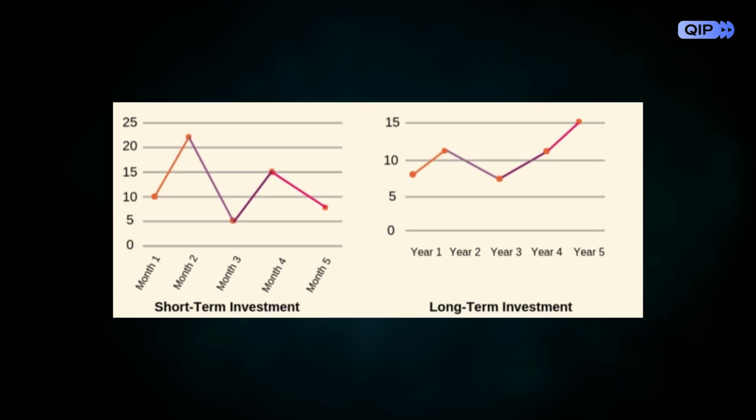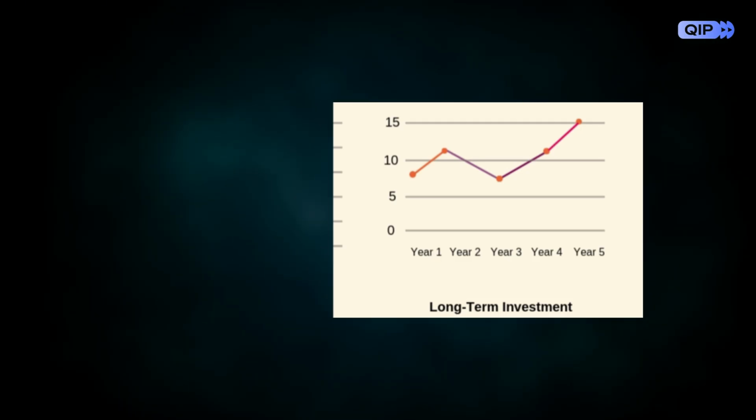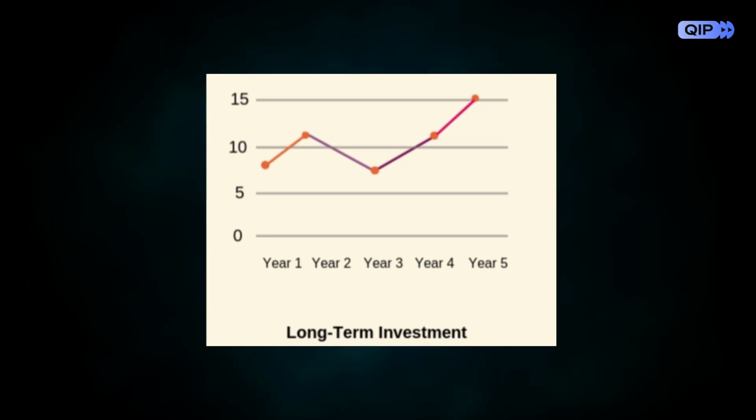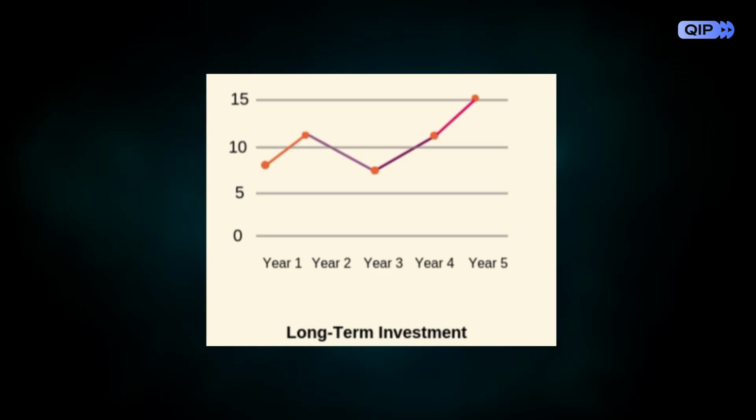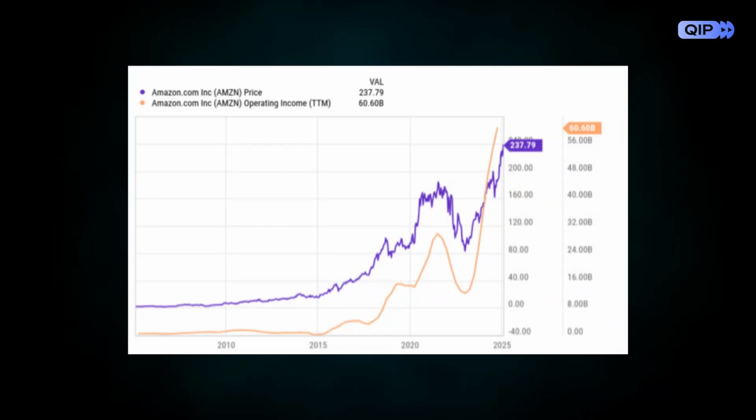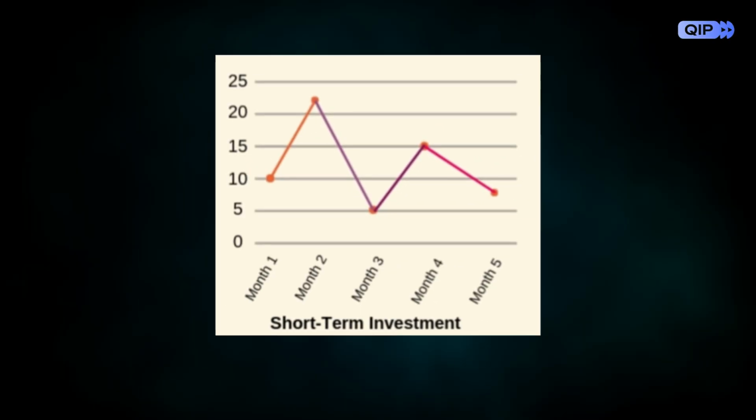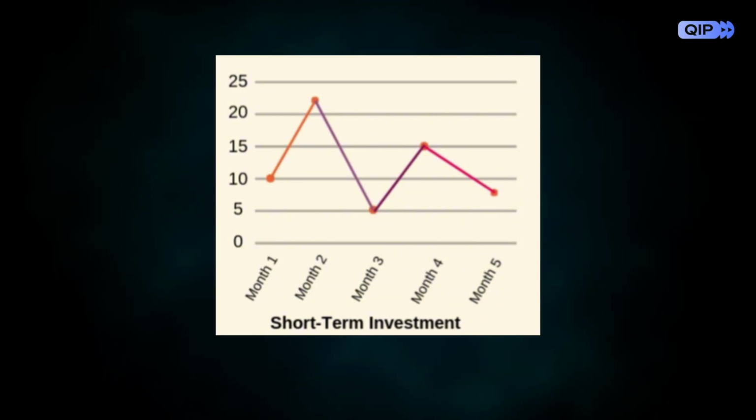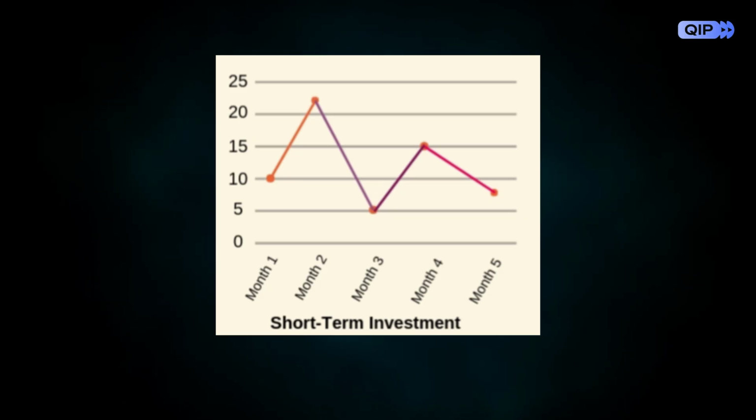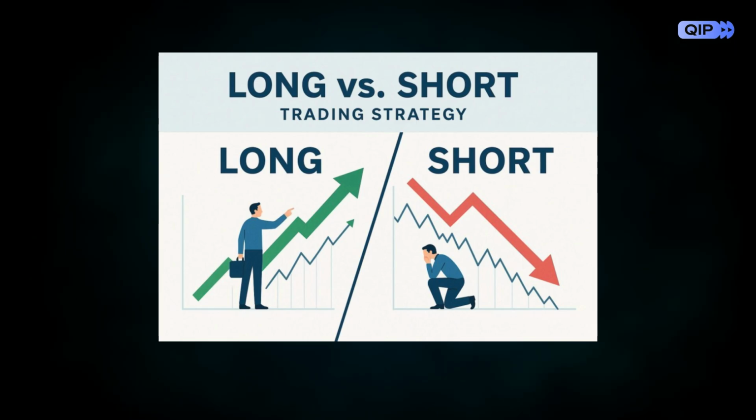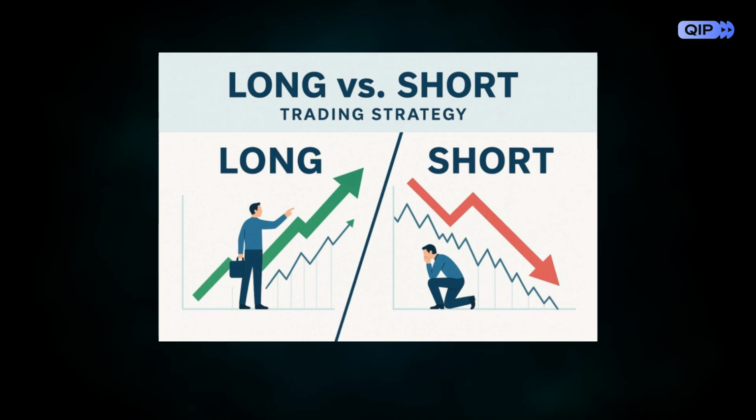8. Going long versus going short. Going long means buying an asset expecting its price to go up. You profit when the value increases. This is the most common investing approach. For example, buying Amazon stock today because you believe it'll be worth more in the future is a long position. Going short means you believe the asset's price will go down, and you profit from that decline. This is called short selling, and it's more complex, often used by traders. It's important to understand both, even if you're not actively shorting.